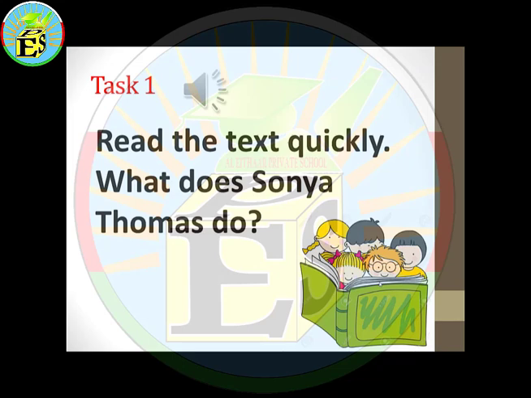Now let's start with task number 1. Here you have to read the text quickly. What does Sonia Thomas do? Well, the name of this lady in this photo is Sonia Thomas. What we're supposed to do is to read this text quickly and try to guess what Sonia Thomas does. I told you that your homework is going to be reading this text, but we're going to read it together. I would like you to follow me line by line, and I would like you to be careful with these highlighted words. Try to guess their meanings.